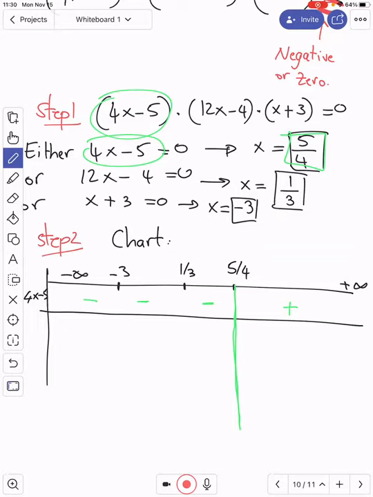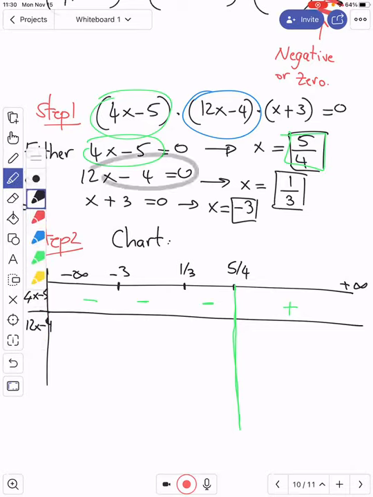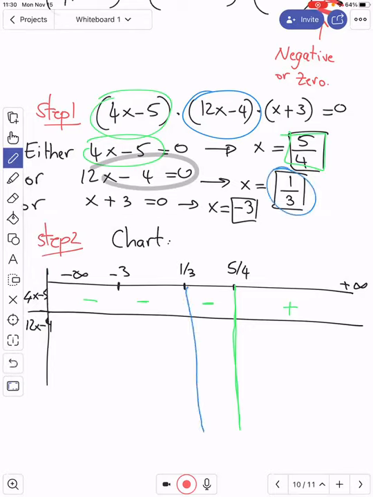Okay, now the next factor, it's 12x minus 4. Let me write down here, second factor, 12x minus 4. What's the corresponding solution to 12x minus 4 equal to 0? Sorry, it's 1/3. So this line here, that's my 1/3. That's the solution of 12x minus 4. On the right of this blue line, which represents 1/3, it's going to be positive. And on the left, it's going to be negative.